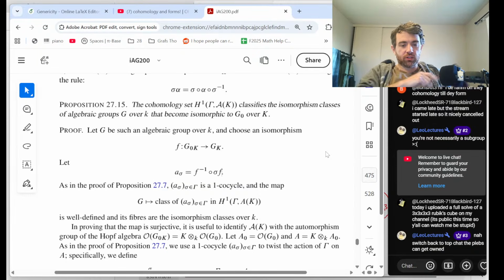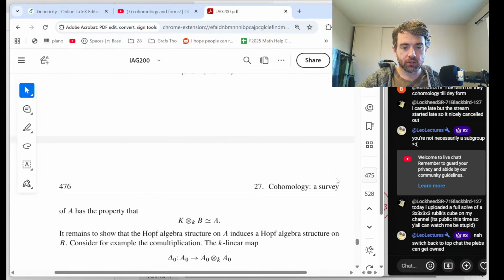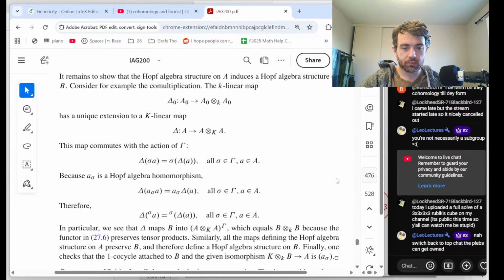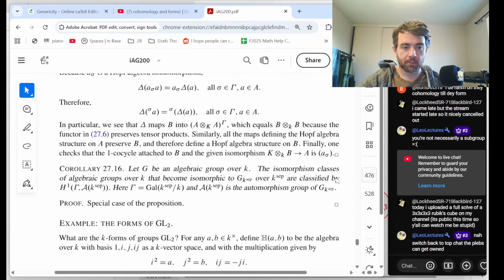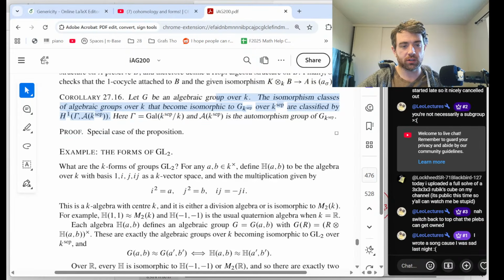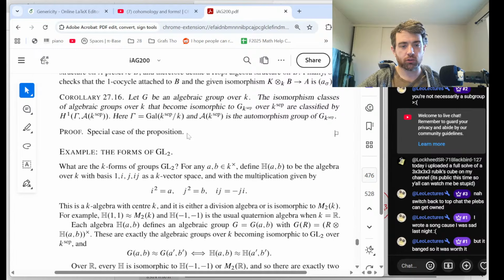Yeah, this is extremely important to me, this theorem, this result. Yeah, about classifying forms. Okay, suppose we've got an algebraic group. The isomorphism classes of algebraic groups that become isomorphic over the separable extension are classified by this. Wait, didn't we just say that? Isn't that what we literally just said? Yeah, special case of the proposition. Okay.